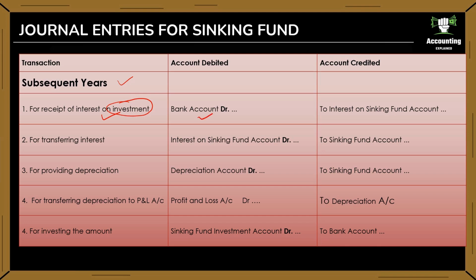So the entry to be passed is bank account debit, your asset bank is going to be increased. So bank is debited to interest on sinking fund account. Your income is increasing. So interest is credited.